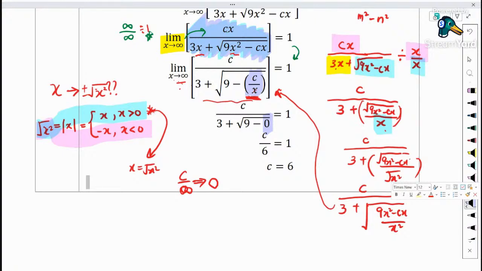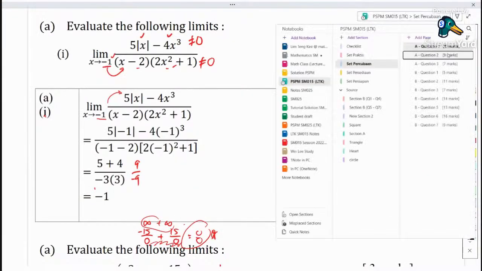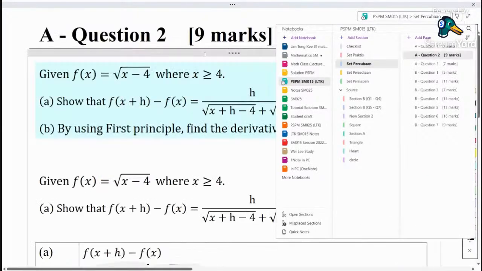So this is how we get the answer for question number 1 in section A, which is related to chapter 8, limit and continuity. So far we're doing the limit situations only here. Proceed. Next, we go for question 2 in section A.